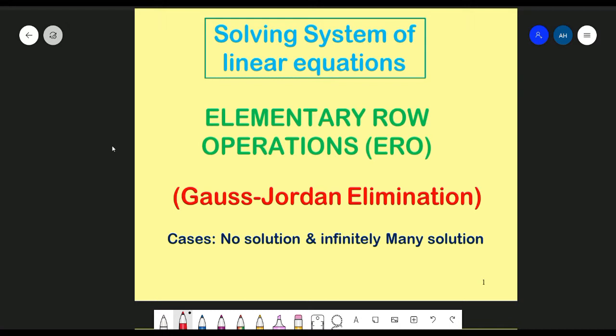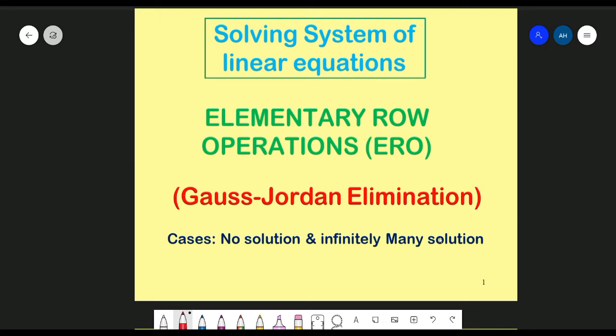In this video, we are going to continue discussing solving systems of linear equations by using Gauss-Jordan elimination, applying elementary row operations. This is an extension of the previous video. In this video, we are going to show two examples: one for the case where we have no solution, and the other for a system of linear equations having infinitely many solutions.